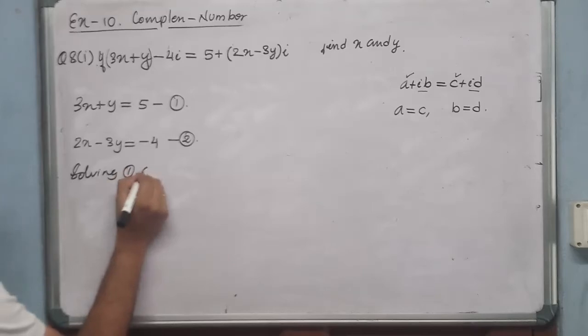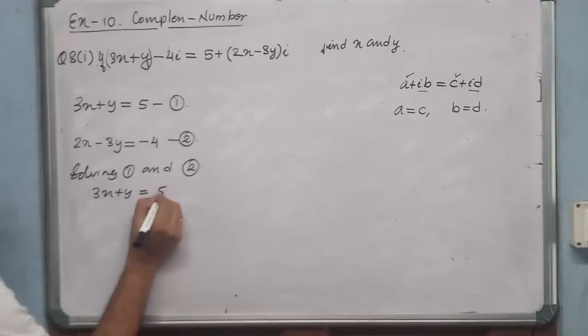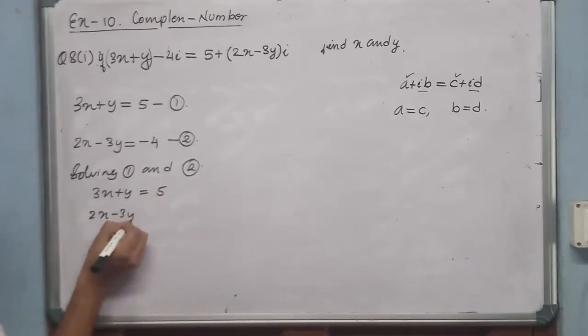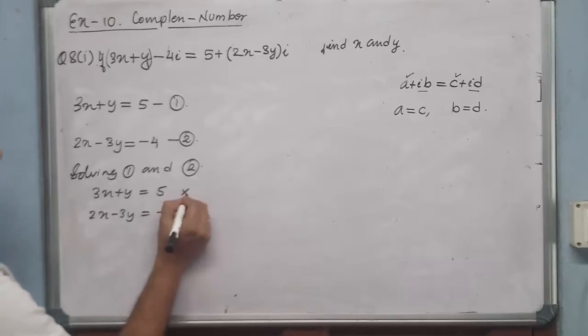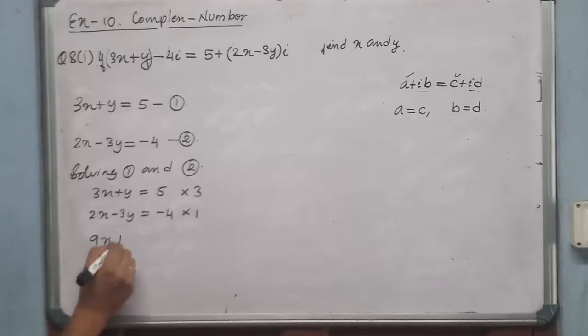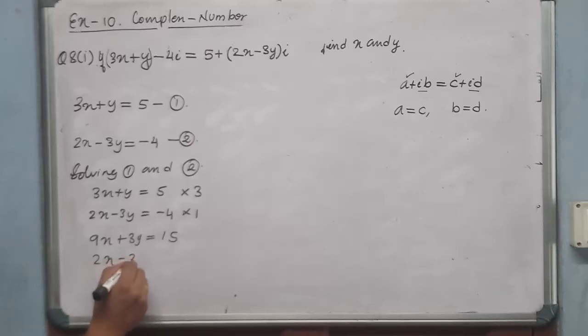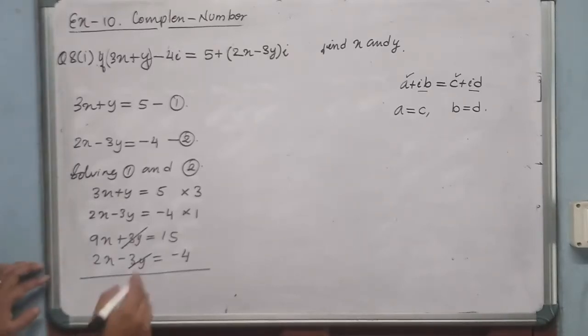Solving 1 and 2. 3x + y = 5, then 2x - 3y = -4. I'll multiply this equation by 3 to cancel this y quantity. 9x + 3y = 5 × 3 = 15. Then 2x - 3y = -4. No need to change the sign, this will cancel out. So 9x + 2x is 11x = 15 - 4 = 11. Cancel, the value of x is 1.